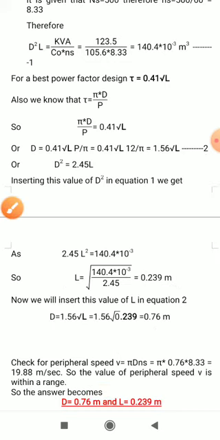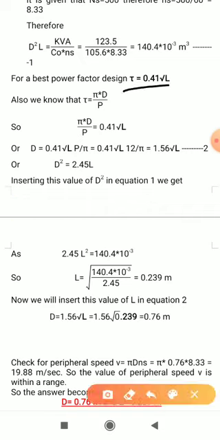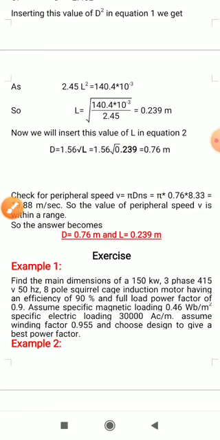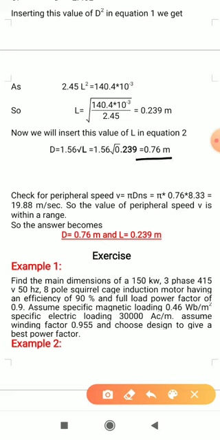Now, as we have assumed for the best power factor the value of tau is equal to 0.41 into under root L, we will check this for the peripheral speed. So, we have calculated D is equal to 0.76 and L is equal to 0.239, and if you calculate the peripheral speed by using the equation pi D ns, then pi into 0.76 into ns, that is 8.33, you will get 19.88 meter per second, and it is below 30 meter per second. So, this speed is within the range. That is why the D and L we have calculated in this example are acceptable. So, the final answer becomes D is equal to 0.76 meter and L is equal to 0.239 meter.